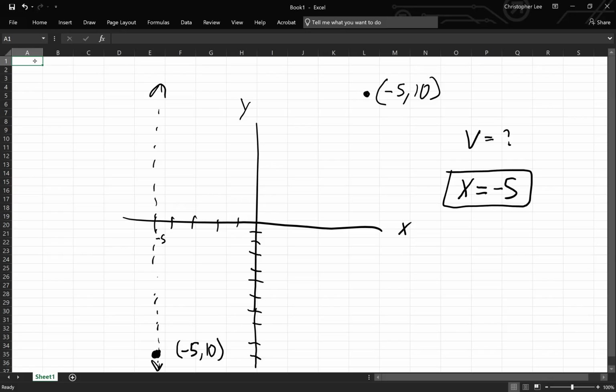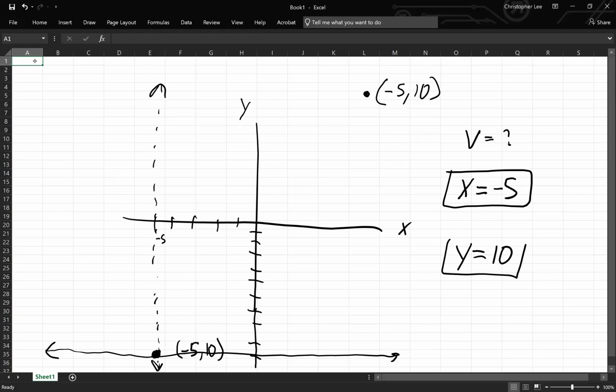Let me ask you, what's the horizontal line passing through this point? What is it? Y equals 10. Very good. This is the horizontal line passing through. And this is vertical.